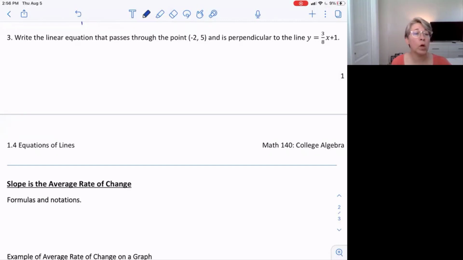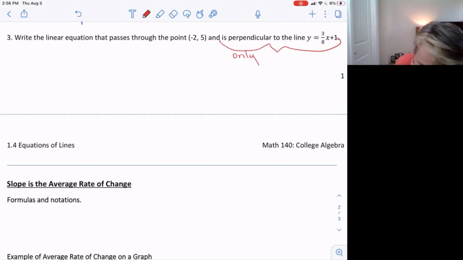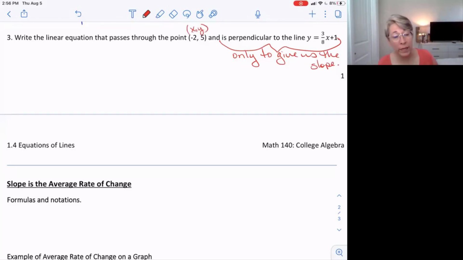Now in example 3, we want to write the linear equation that passes through the point (-2, 5) and is perpendicular to the line y equals 3/8 x plus 1. This information is only to give us the slope. Notice they only gave us 1 point. In order to find the slope, we need 2 points, or they need to give us some other information, like it's parallel or perpendicular to another line.